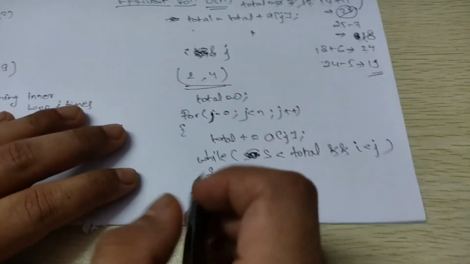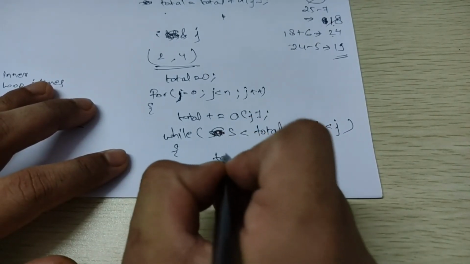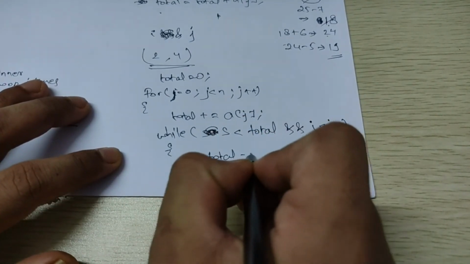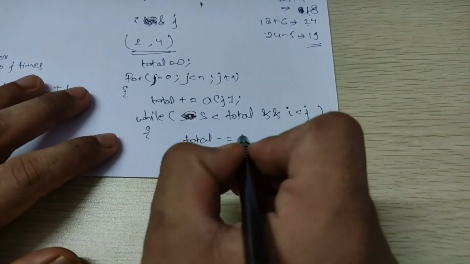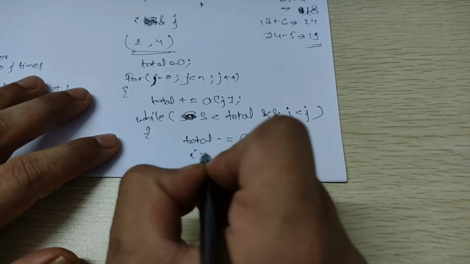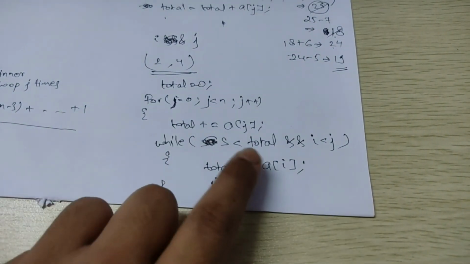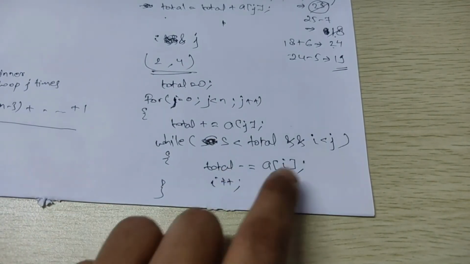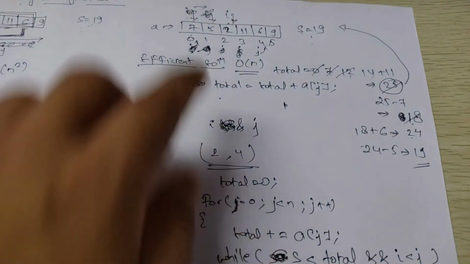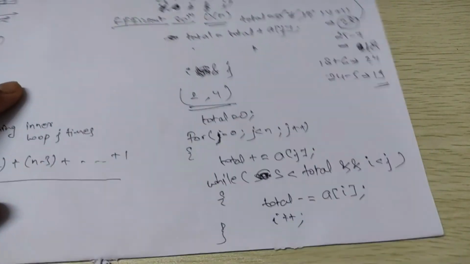So now what you are going to do, you have to decrement the total value by a of I, and also increment the I. So until total remains bigger than s, you have to decrement the value, and I is the pointer which will increment and then decrement the values. So this is how it will be done.